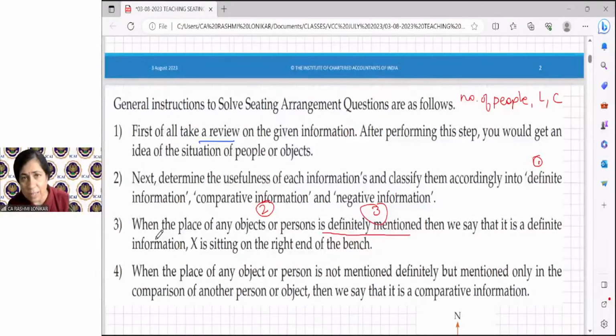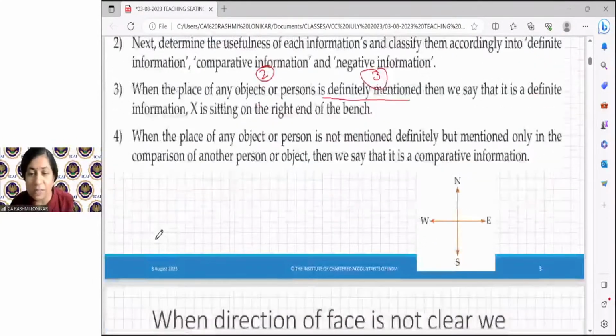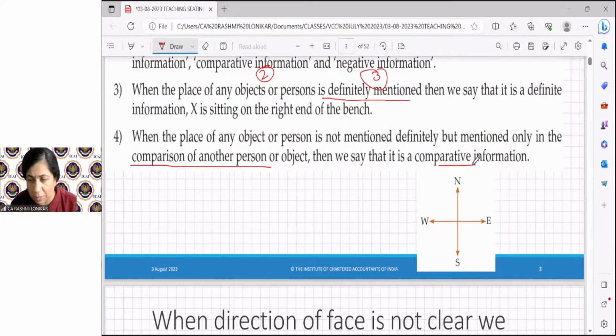So those are examples where it is definite information. You know exactly where that person or the object is going to be situated. Okay. So that is called definite information. Second is when the place of any object or person is not mentioned definitely, but mentioned only in comparison to another person or object, we say it's comparative information.